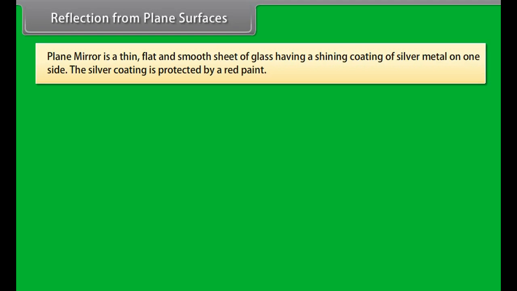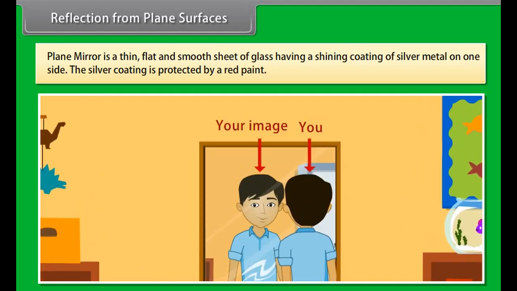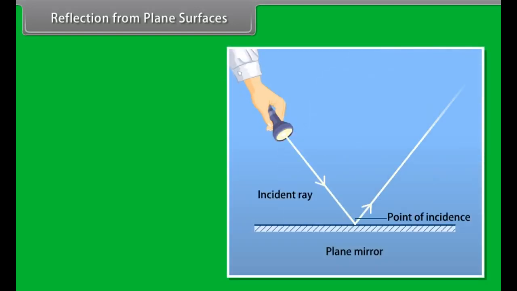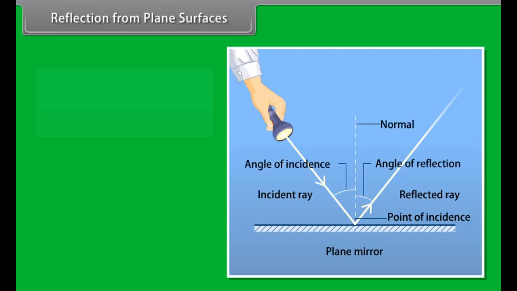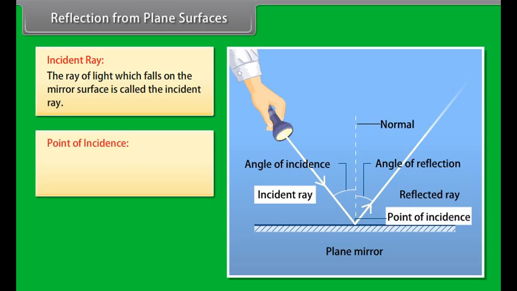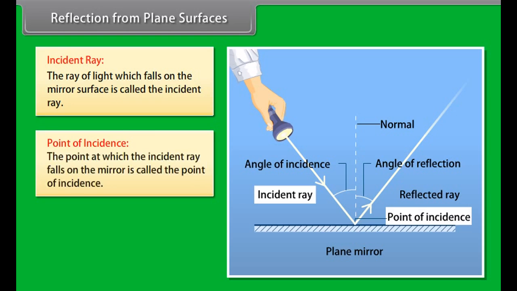Reflection from plane surfaces. Plane mirror is a thin, flat, and smooth sheet of glass having a shining coating of silver metal on one side. The silver coating is protected by a red paint. Meaning of important terms are as follows to understand the figure. Incident ray. The ray of light which falls on the mirror surface is called the incident ray. Point of incidence. The point at which the incident ray falls on the mirror is called the point of incidence.